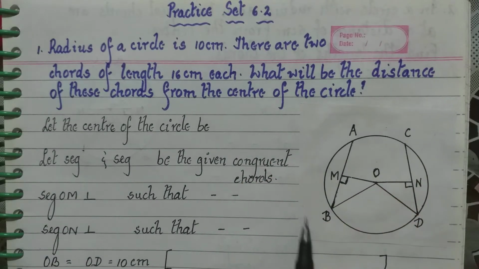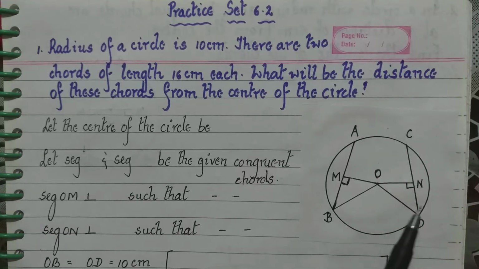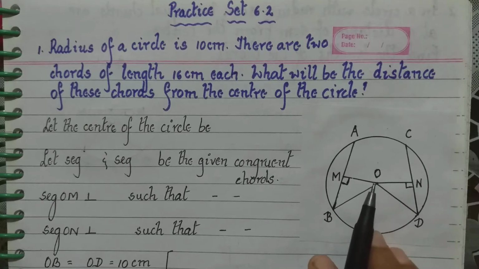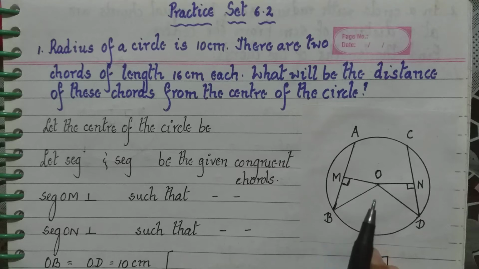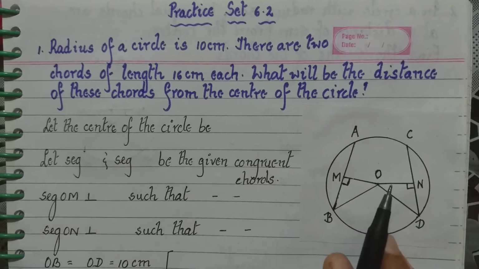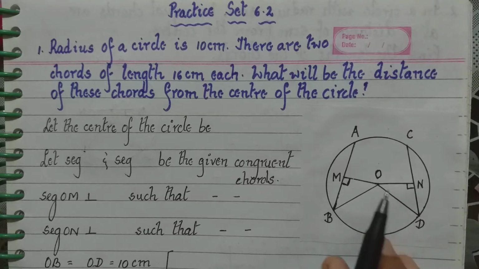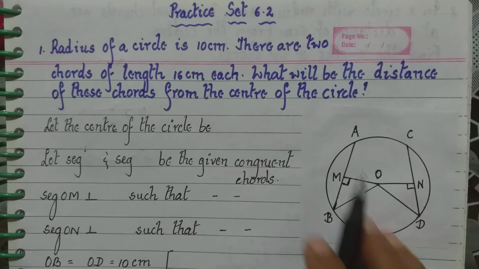Now we have a circle here. They have said that the radius of the circle is 10 centimeter. Now what is the radius? It is the distance from the center to the circumference of the circle. So we see the segments which are joining the center of the circle to the circumference as OB and OD. So OB equal to OD equal to 10 centimeter.